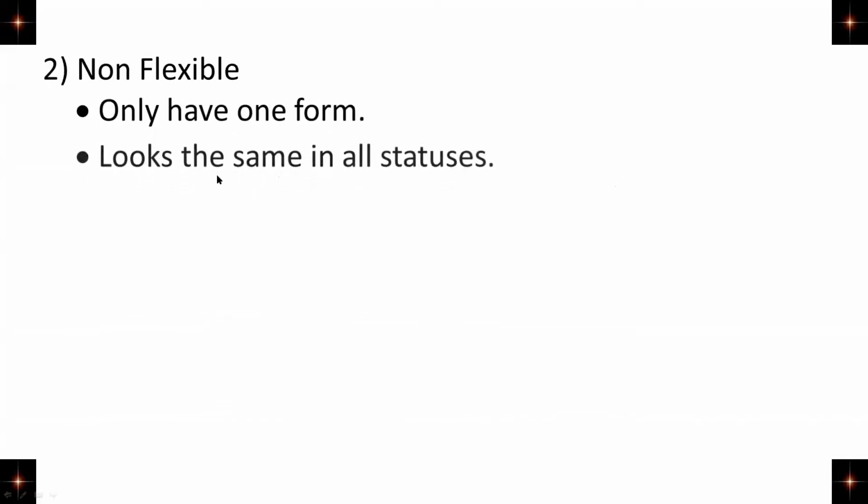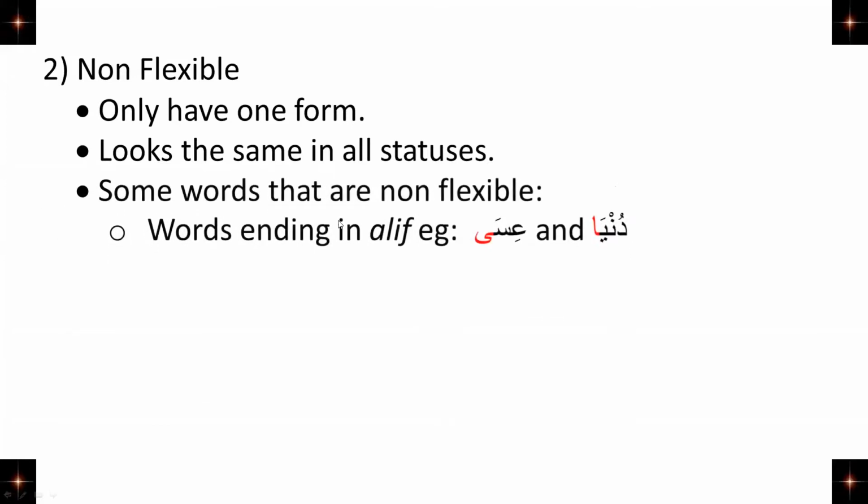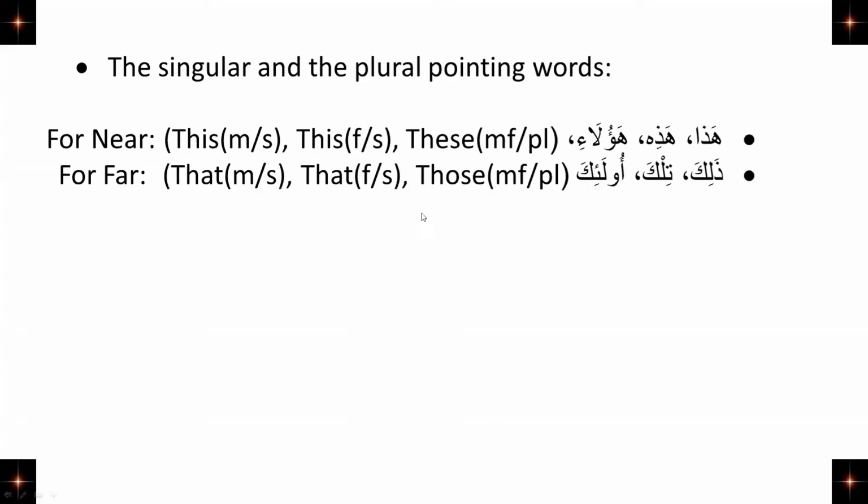When we say an ism is non-flexible, it means that only one form is maintained. So if the name is Yahya, it is always Yahya, for instance. It looks the same in all the states. Some words that are non-flexible, for instance, Isa and Dunya. Dunya is always Dunya. Isa is always Isa. That's ending with the alif.